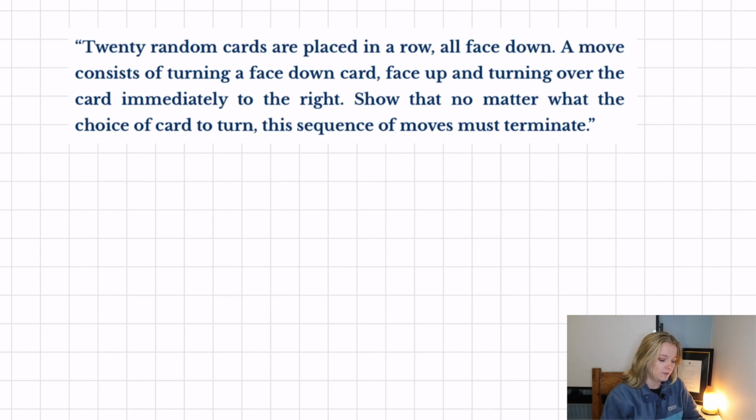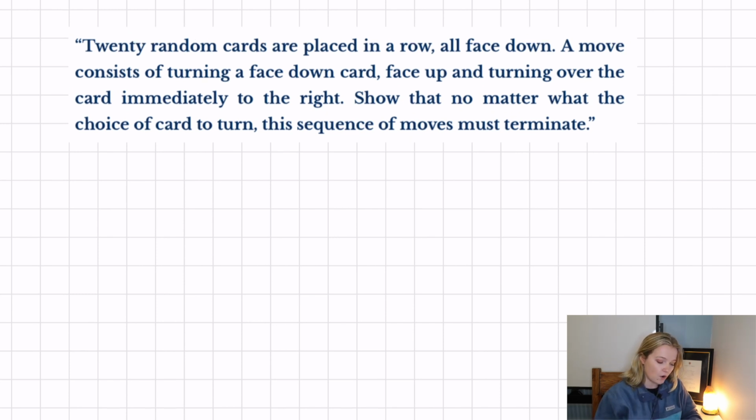Okay, so this is the problem that was given in the film, and it says 20 random cards are placed in a row, all face down. A move consists of turning a face down card face up, and then turning over the card immediately to the right. Show that no matter what the choice of card to turn, this sequence of moves must terminate.